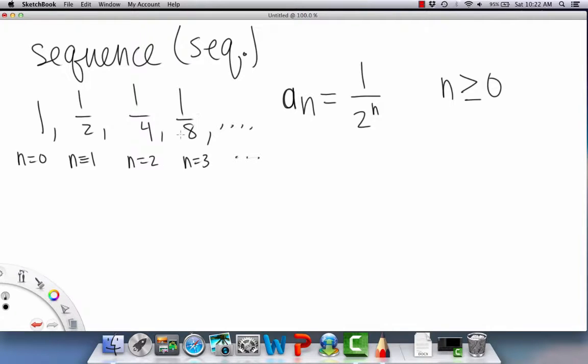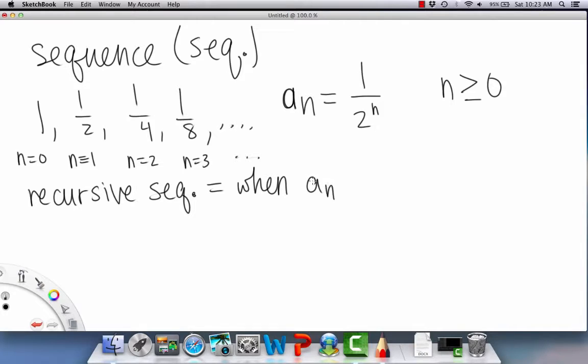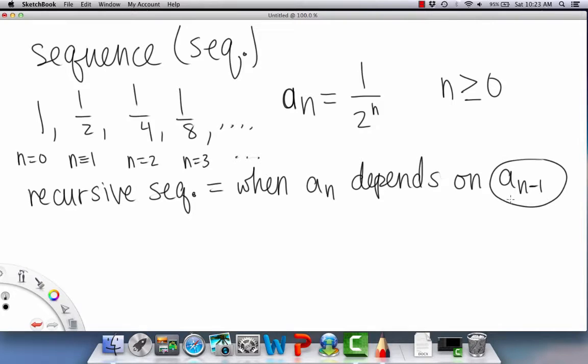Okay, so there's another special kind of sequence called a recursive sequence. This is when the term that you're looking at depends on n minus 1. Even though it might look a little bit fancy, this term here basically just means the term that comes right before the one you're looking at.